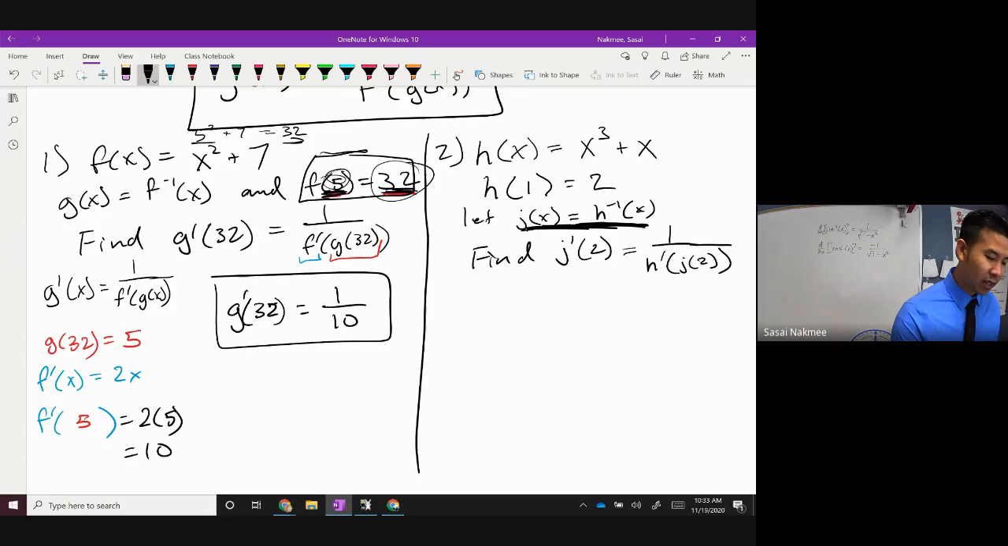And that's going to be finding, well, then I need to find out what j of 2 is. Well, what's j of 2? Hope you guys can see that. If h of 1 spits out 2, j of 2 spits out 1.